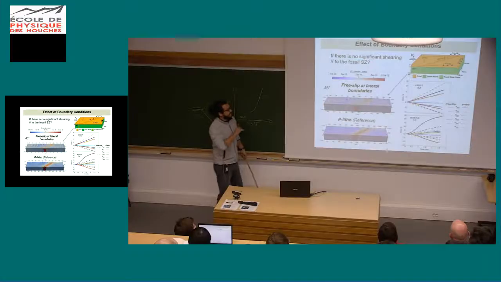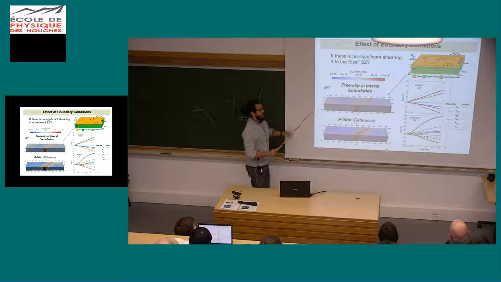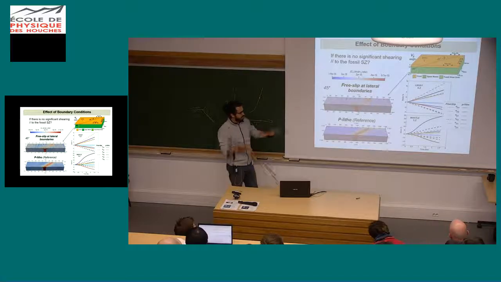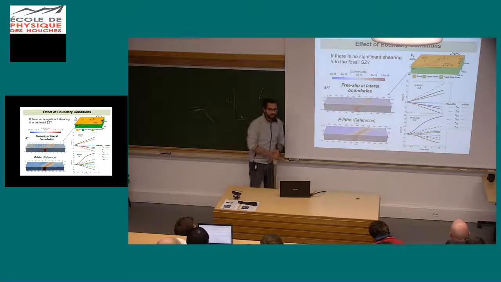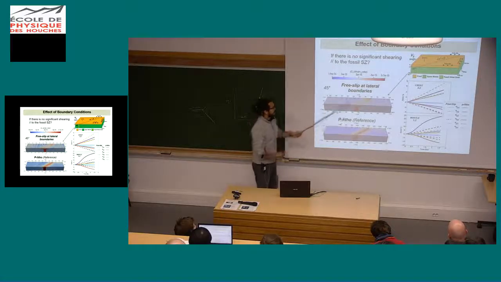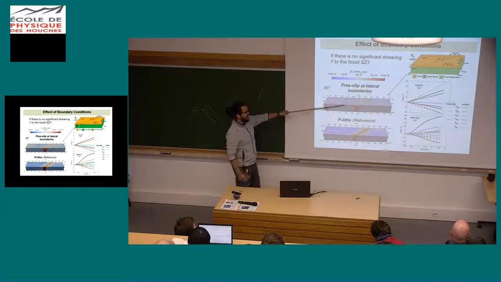So what about if I change the boundary conditions? Because we see that shearing parallel to the fossil fabric seems to be quite an important mechanism, an important component of the strain rate. So what about if I block this shearing? What happens? Basically I block the lateral boundaries, so no shearing is allowed.